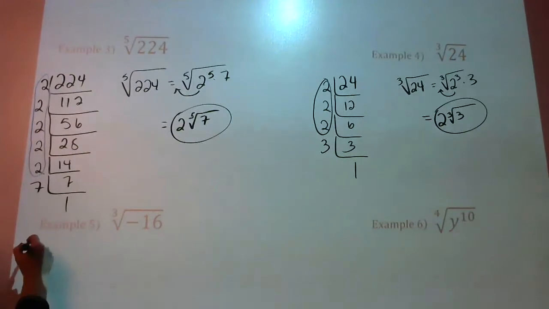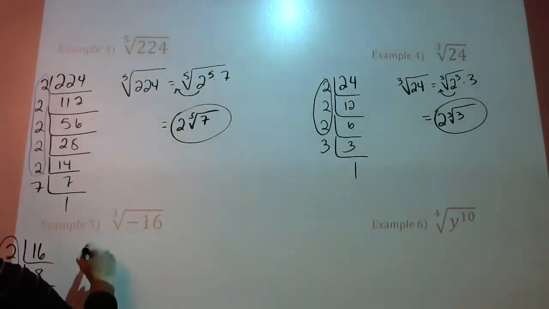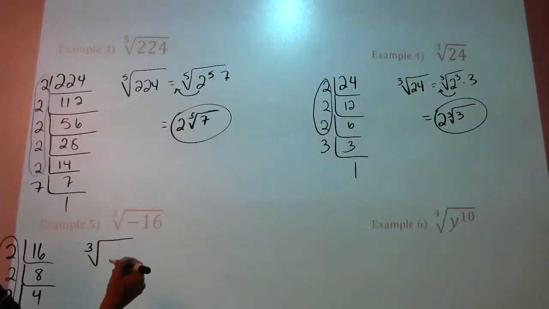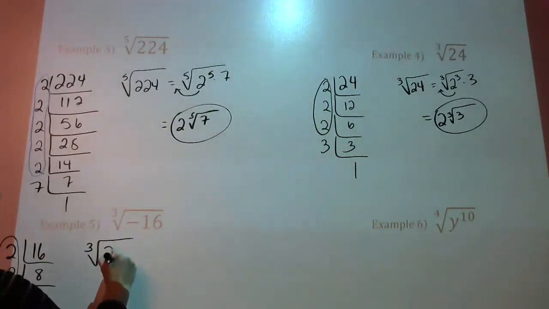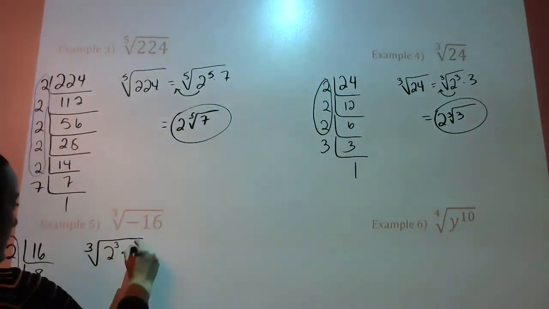And so I'm going to start here. I'm going to do my thing where I divide by 2, and I get 8, and I'm going to get 2. I get 4, divide by 2, and you get 2. 2 divided by 2 is 1. And I'm looking for groups of 3. Okay, so now I have this. I can now say that negative 16 can be rewritten as 2 to the third power times a negative 2.